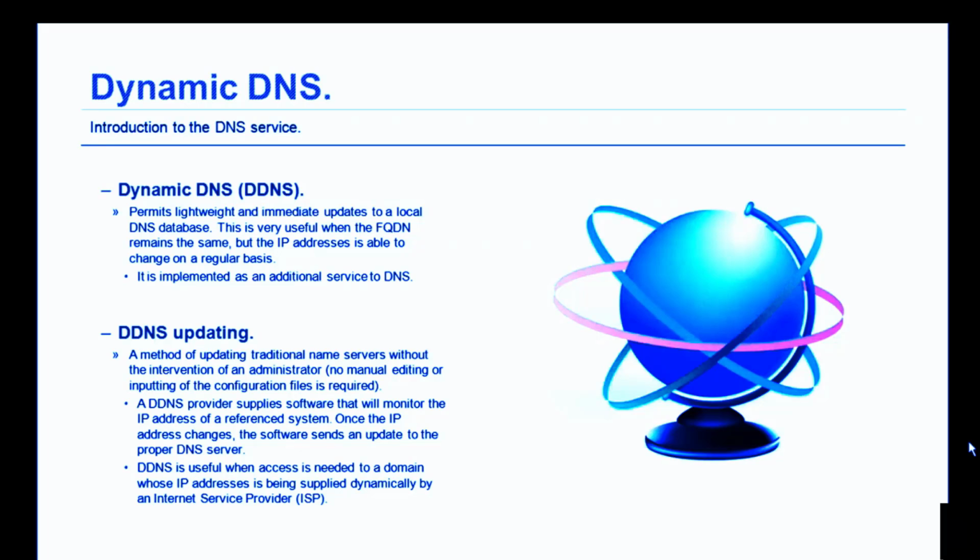A DDNS provider supplies software that will monitor the IP address of the referenced system. Once the IP address changes, the software sends an update to the proper DNS server. DDNS is useful for when access is needed to a domain whose IP address is being supplied dynamically by an ISP, or Internet Service Provider. That way the IP address can change, but people can still get to the service that they're looking for.